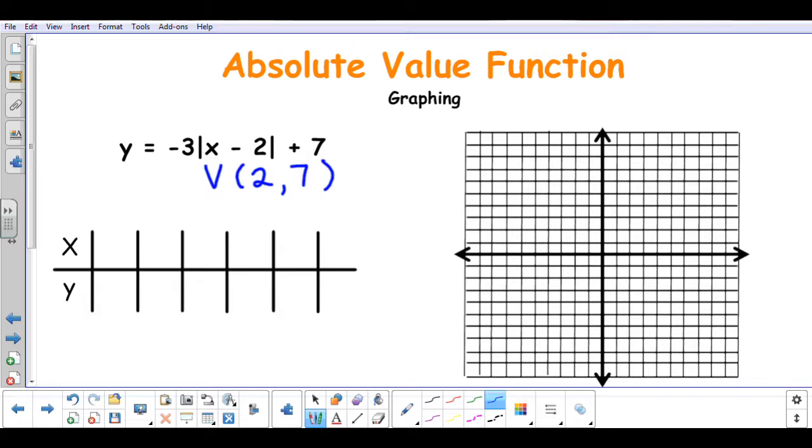So now when we graph this, that vertex point is going to go in the middle of my table, and then we're going to pick points to the left and to the right of that. So we're really going to fill in these x's as if they were a number line. So 2 points bigger than my 2 are 3 and 4, and 2 points smaller are going to be 1 and 0. Now we can either plug each of these values into the equation to get my y, or we can graph them on the calculator.